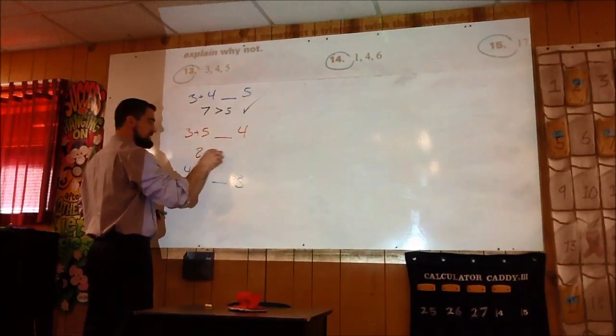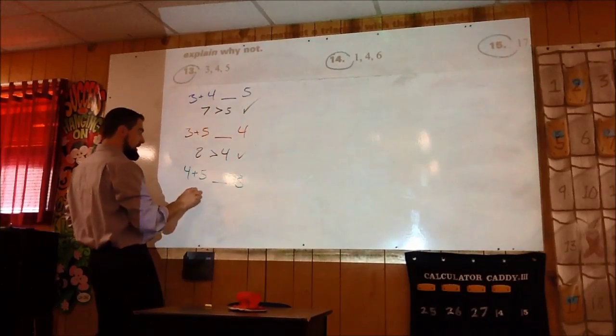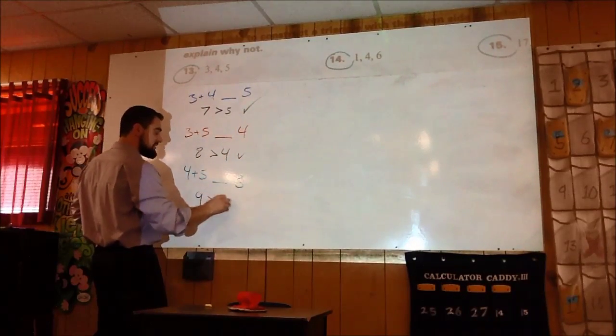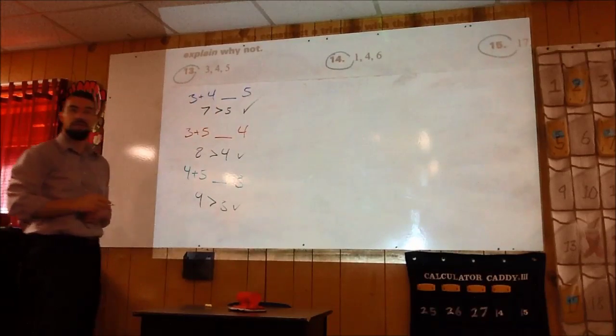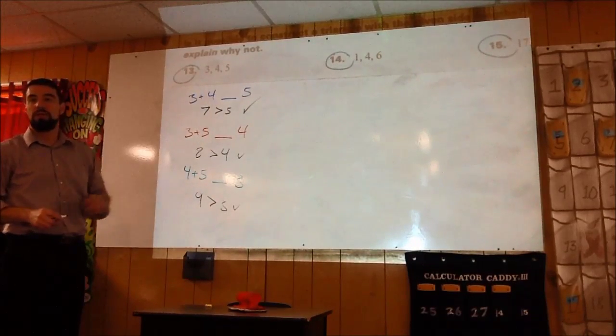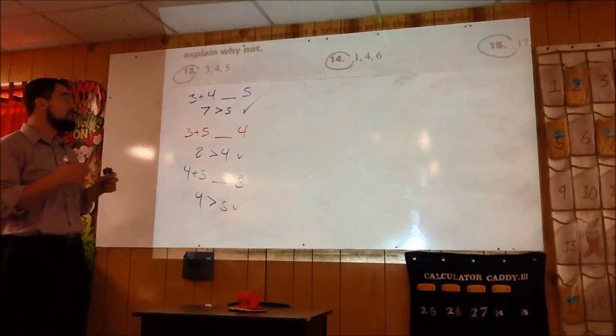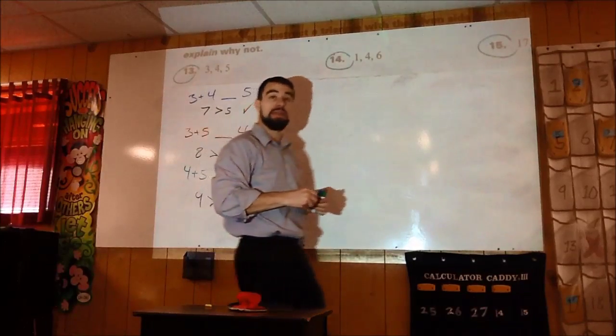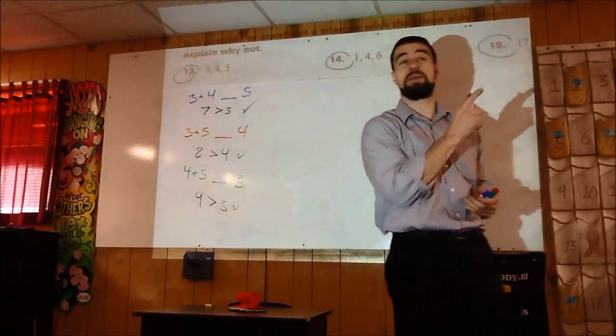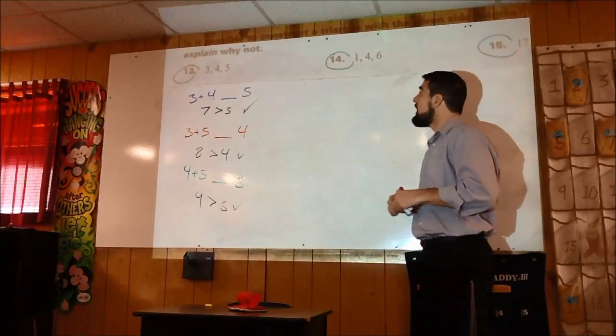This is 8, and yes, that's greater than 4. Fantastic. And this is 9. Yes, that's greater than 3. Fantastic. All three check out? Yes. You will have a triangle if you have 3 segment lengths of 3, 4, and 5. And it's actually going to create a right triangle. Just a fun fact for you.